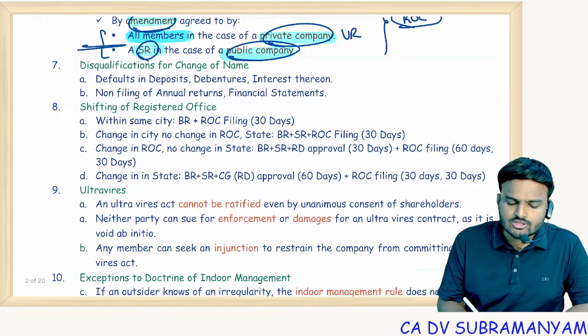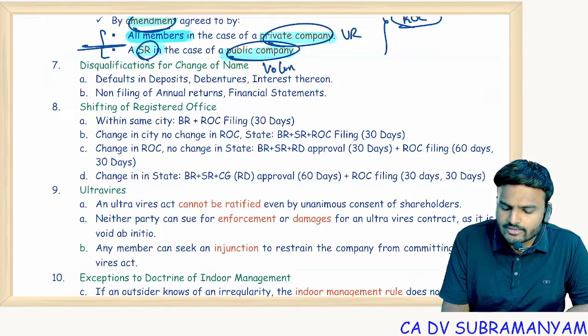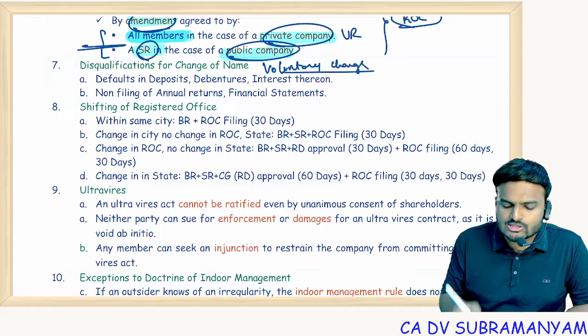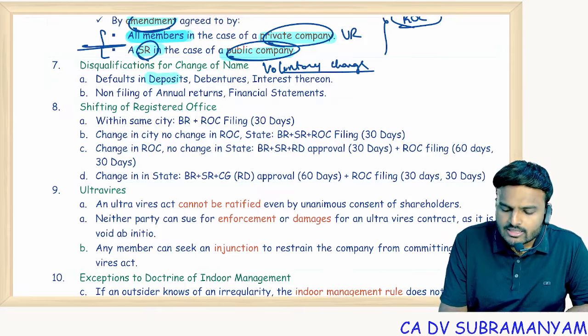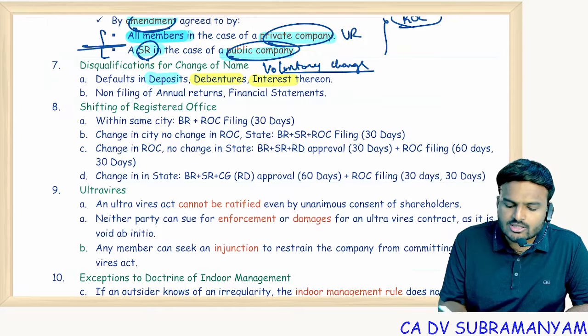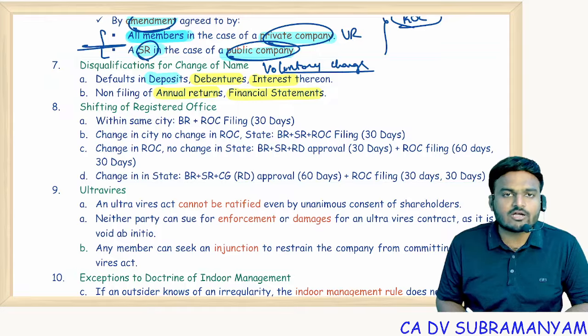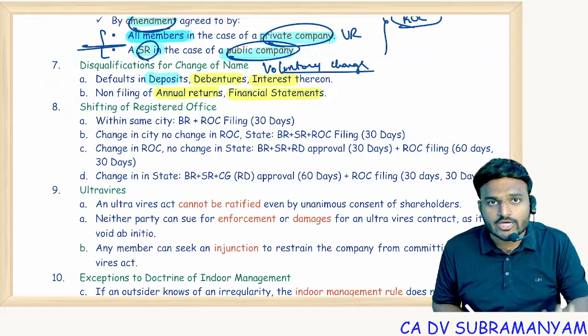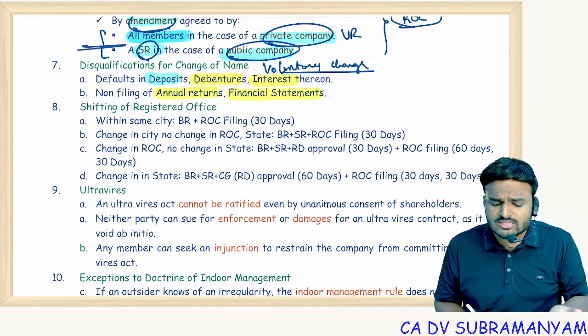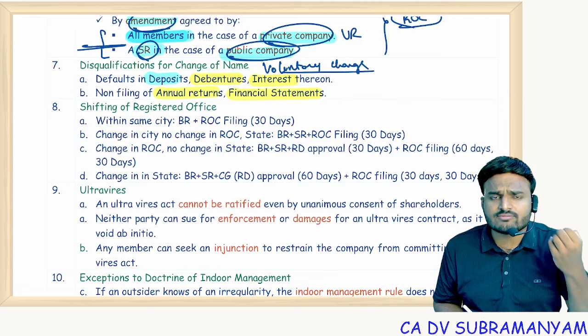Disqualifications for voluntary change of name. For voluntary change of name, the company should not possess these disqualifications. Sir, what are those disqualifications? Defaults in deposits, debentures, interest on deposits, interest on debentures. Non-filing of annual returns, non-filing of financial statements. With these subsisting defaults, you are not allowed to change your name. Once you rectify these defaults, immediately you can proceed with change of name.